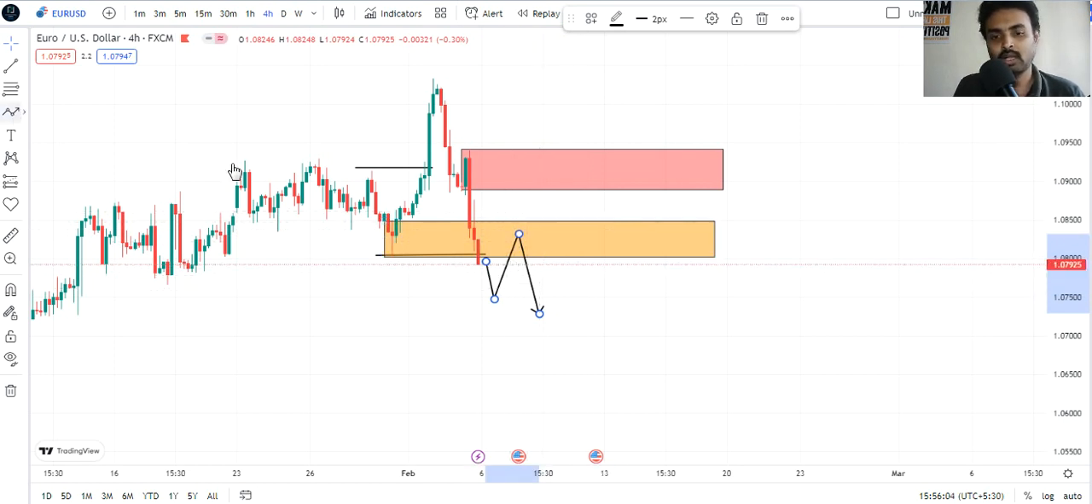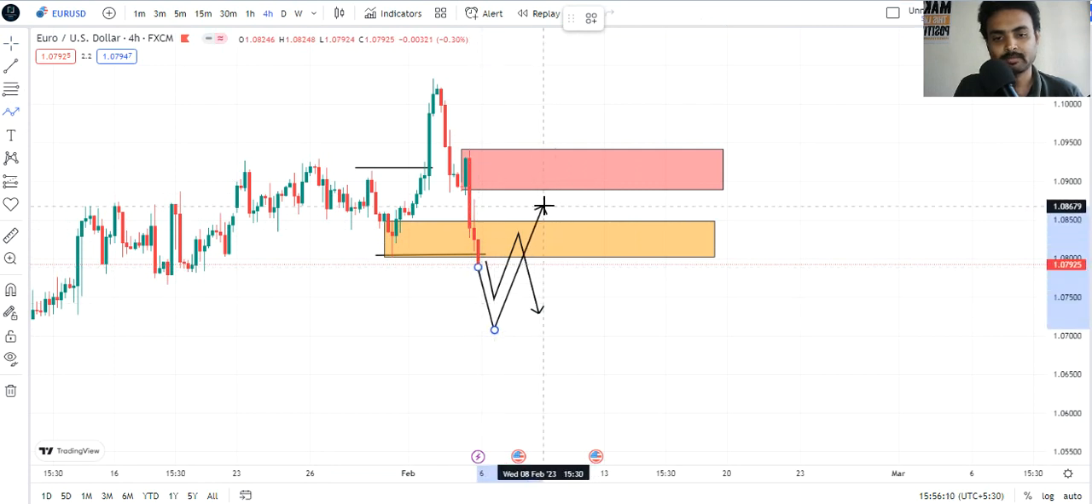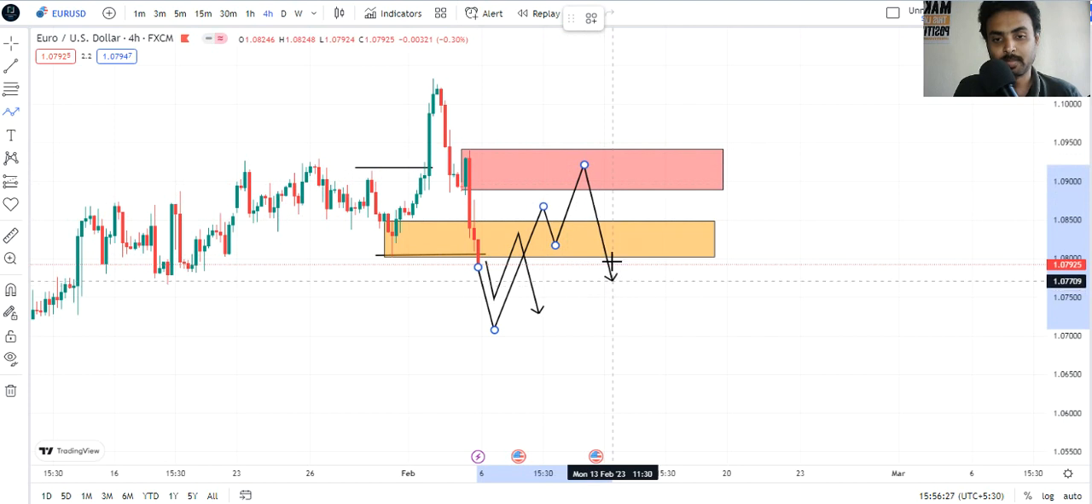Okay, in case price breaks this, then you can look for a buying opportunity from here, a quick buy from here, and you can target here. And again from there you can look for the selling opportunity. So something like that.